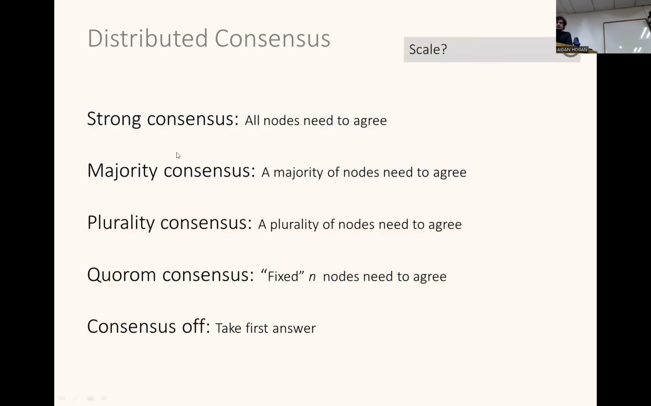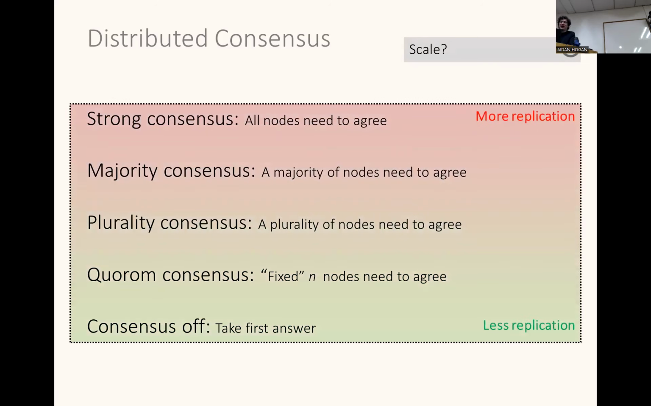Okay, in terms of scale, which do you think is more efficient? The ones at the bottom, yeah? So we have a lot fewer messages to go around. We have to send a lot fewer messages in the network. Each machine has to do a lot less work. So the cheapest by far is just turn consensus off. We trust whatever the first answer we can get is. We don't ask any more questions.